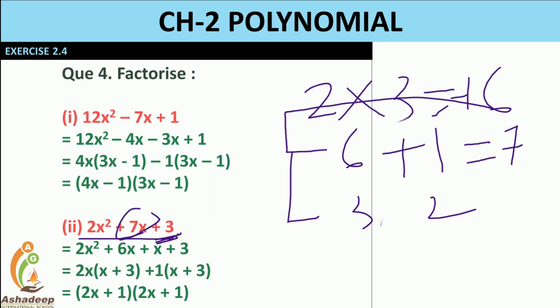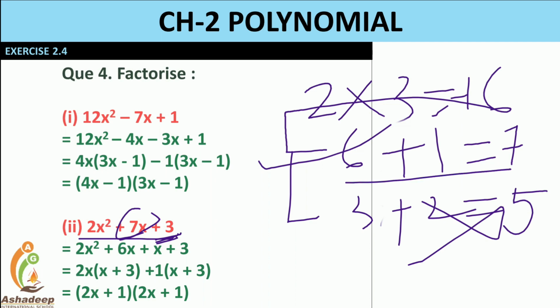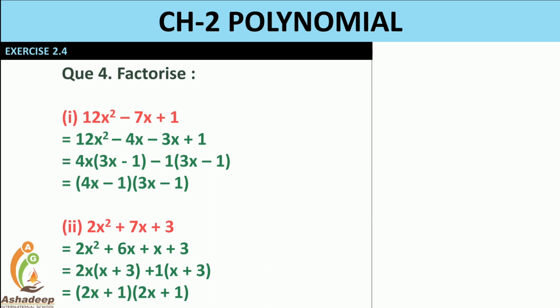So what do we want? We want 7. So we have to take this one. Now let's check. 3 plus 2 is equal to 5, so this is not possible. So we have to take 6x plus x. Simple, right? Now out of these two, what is common? 2x. Out of these two, nothing is common, then we take out 1 common, but we have to take the sign of the third term.